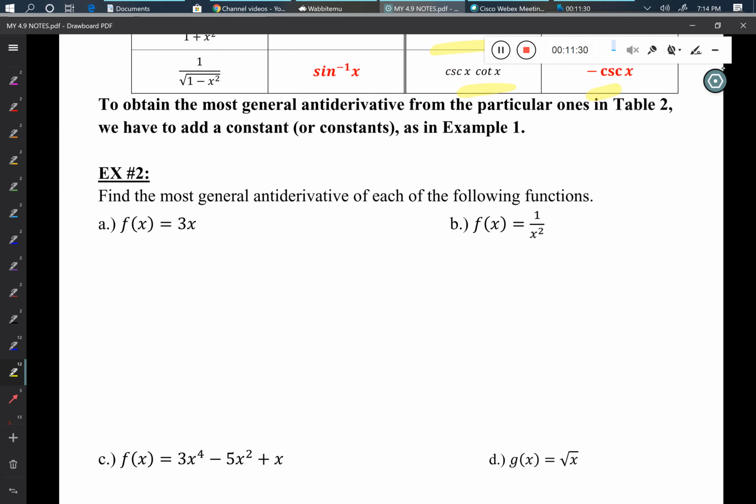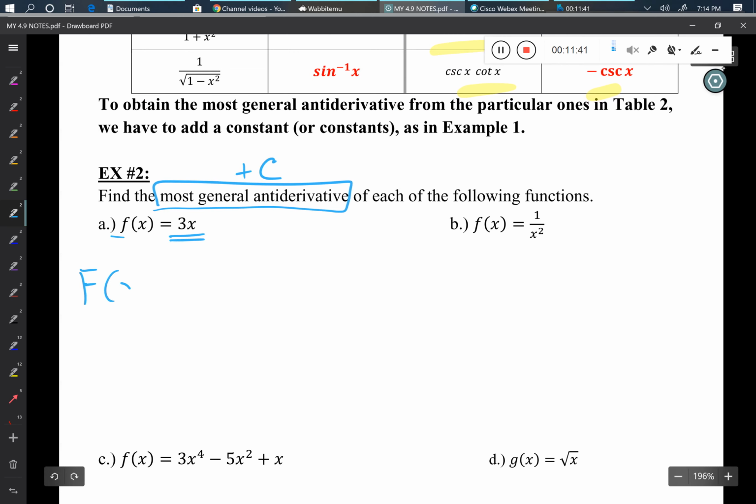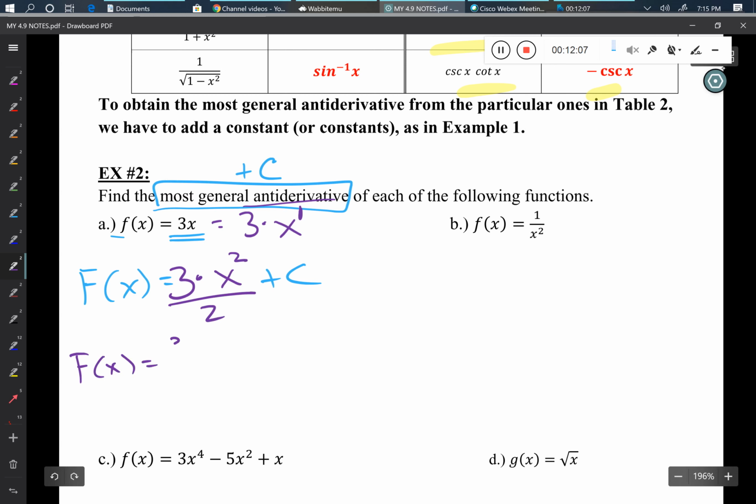All right, let's take a look at a couple examples here. Our job is to find the most general antiderivative of each of the following. That means it's all going to have a plus c on it. If here's my function little f, what would big F of x look like? Okay. Well, when I'm looking at this, I'm seeing 3 times x raised to the first power. And the rules tell me that the 3 just drags along. Because I'm taking an antiderivative, instead of subtracting from the exponent, I'm going to add to the exponent, and then I'm going to divide by that new exponent. And if I want, I can then clean that up and call that 3/2 x squared plus c.